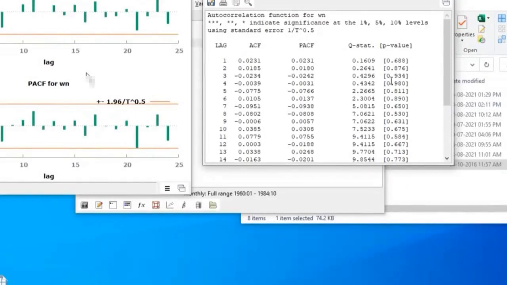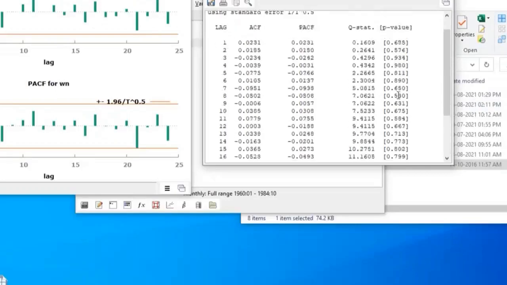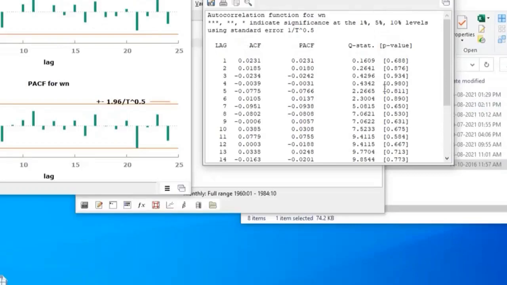In all these cases, this is not at all significant. That is, we do not have any significant spike. So that is given here. So this is the test I told you earlier. The statistical test for ACF and PACF, whether this is equal to 0 or not.